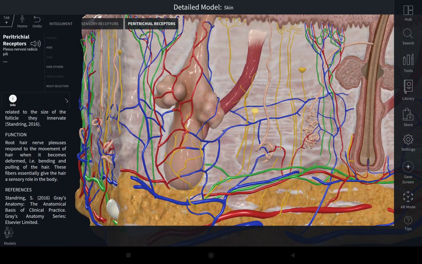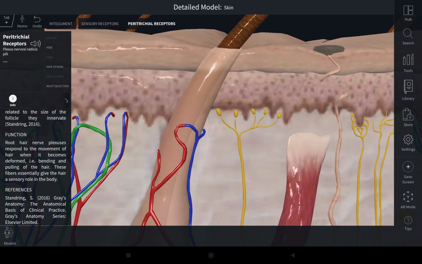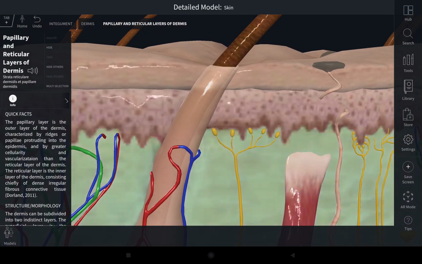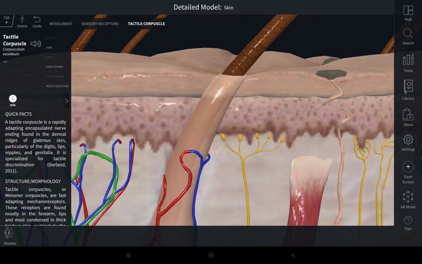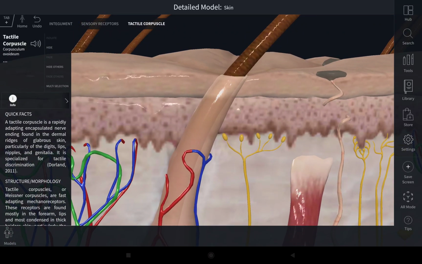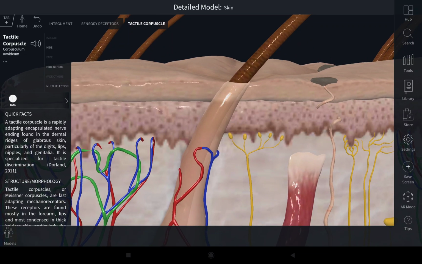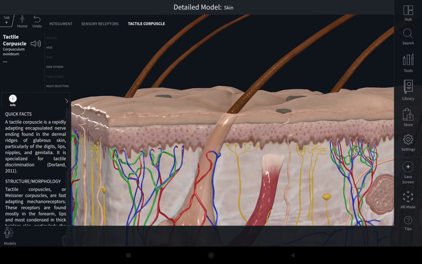Now, this structure is the tactile corpuscles. A tactile corpuscle is a rapidly adapting encapsulated nerve ending found in the dermal ridges of glabrous skin, particularly of the digits, lips, nipples, and genitalia. It is specialized for tactile discrimination.